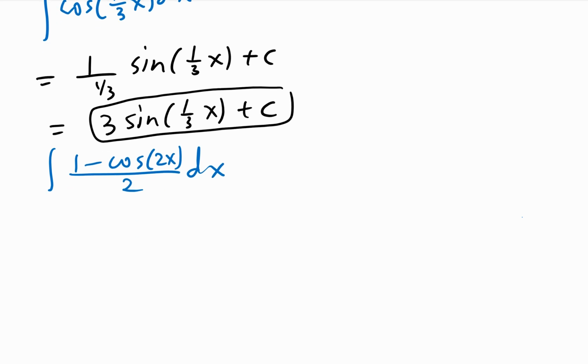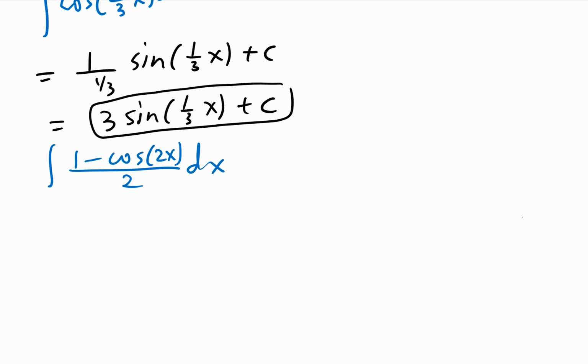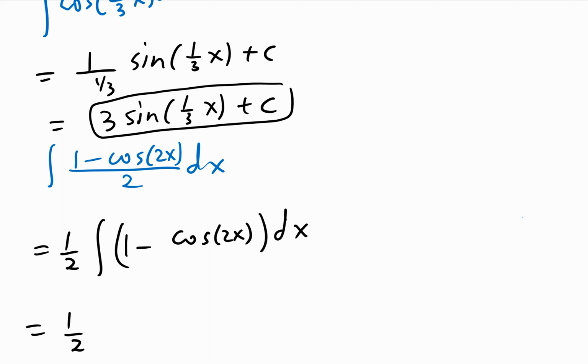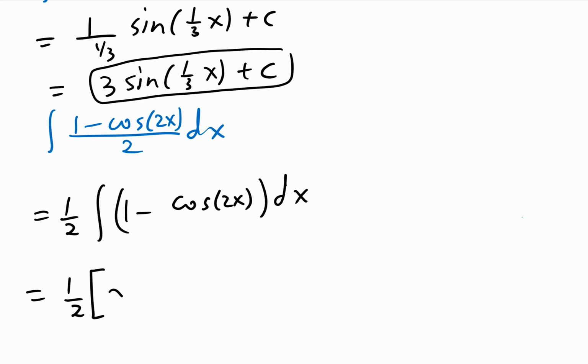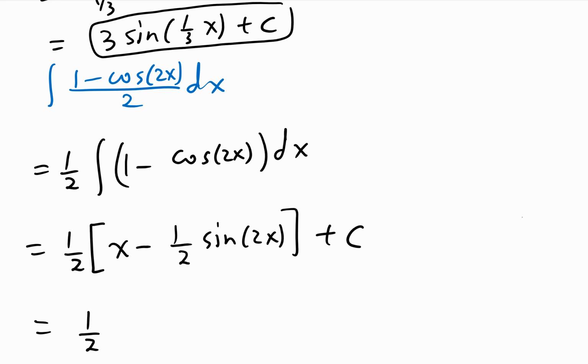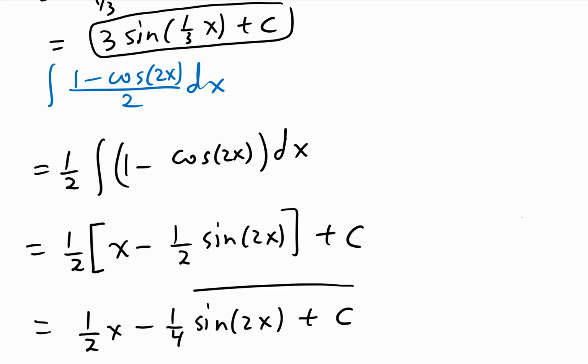Next one, I see a 2 in the denominator. What can I do with that 2? You can pull it outside just for simplicity, as 1/2. And now you're integrating 1 minus cosine 2x all dx. Keep the 1/2 out. The integral of 1 is x, minus the integral of cosine 2x, which is 1 over 2 sine 2x, plus c. Then you can multiply the 1/2 in to simplify this bracket part, and don't forget the plus c.